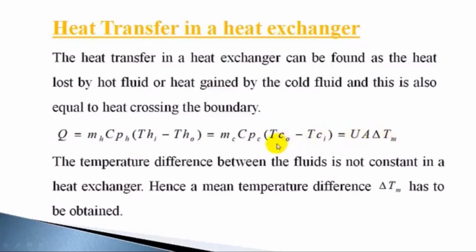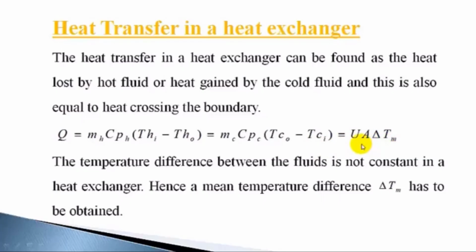So the difference between the cold fluid temperatures, multiplied by mCp, will give the heat gained by the cold fluid. In an ideal heat exchanger, heat lost by the hot fluid is equal to heat gained by the cold fluid. And this same amount of heat will be crossing the boundary of the heat exchanger.